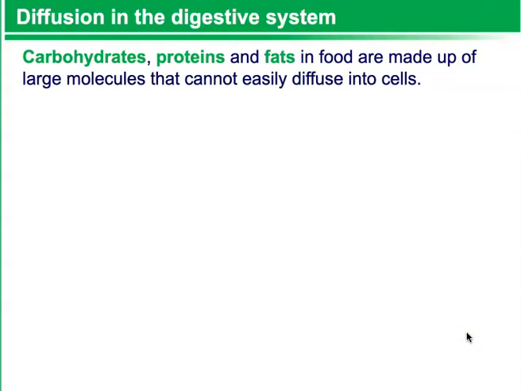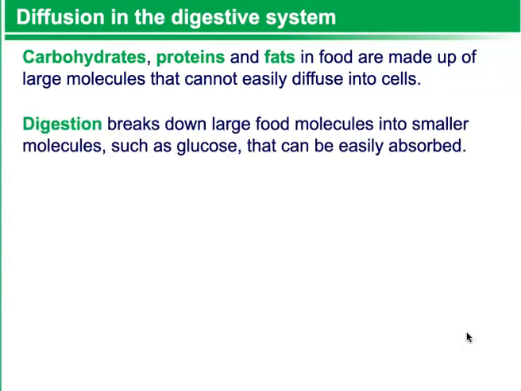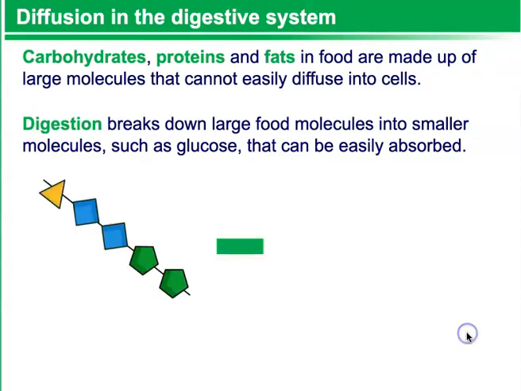Diffusion in the digestive system. Carbohydrates, proteins, and fats in food are made up of large molecules that cannot easily diffuse into cells. Digestion breaks down large food molecules into smaller molecules such as glucose that can be easily absorbed.